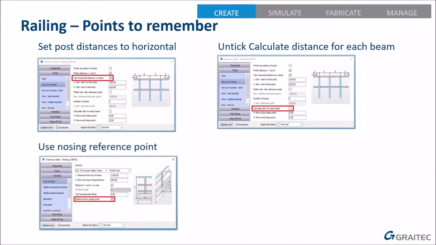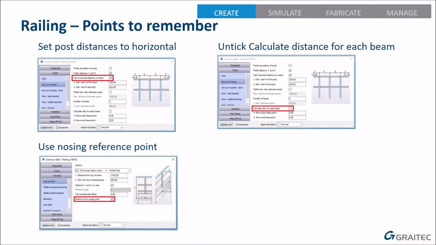Use the nosing for the reference point. When you've got a stair, it's usual for the top of the stringer to be slightly proud or slightly above the nosing line. So if you forget to tick this box, then you're measuring from the top of the stringer, so all the heights will be a little bit higher than you expect them to be from the tread.